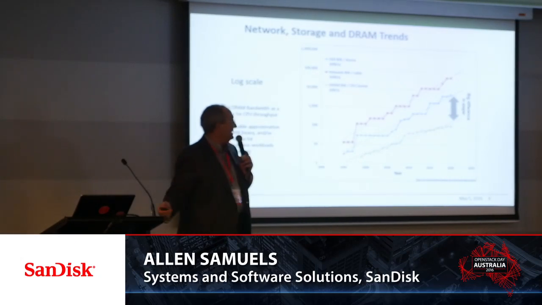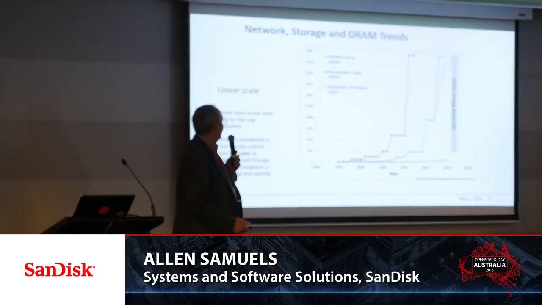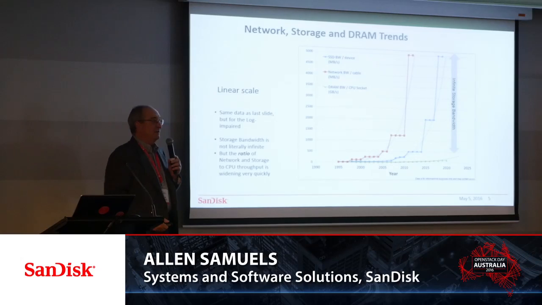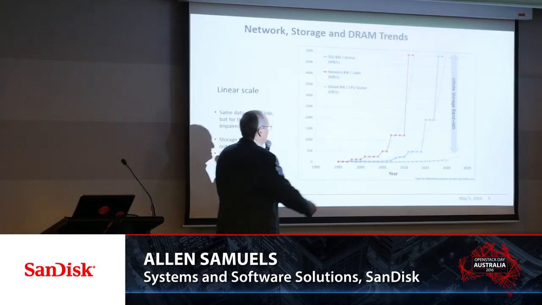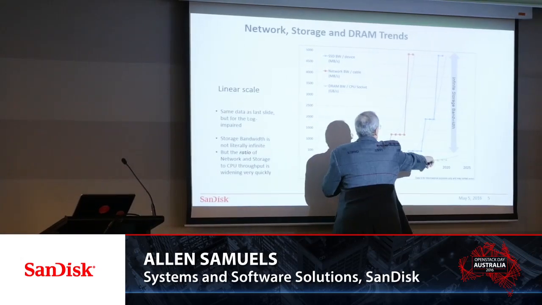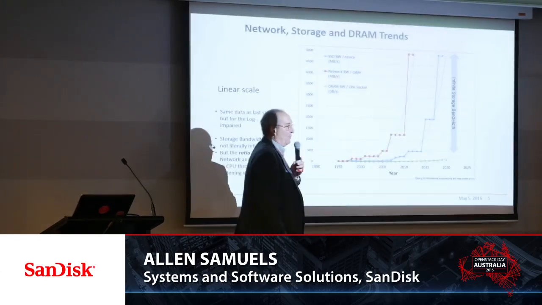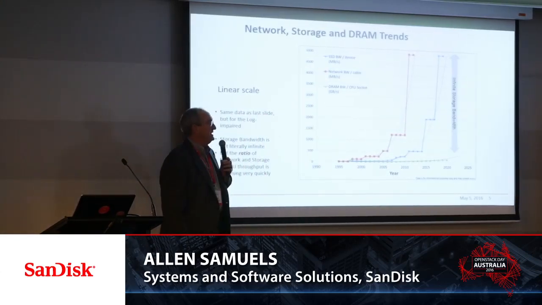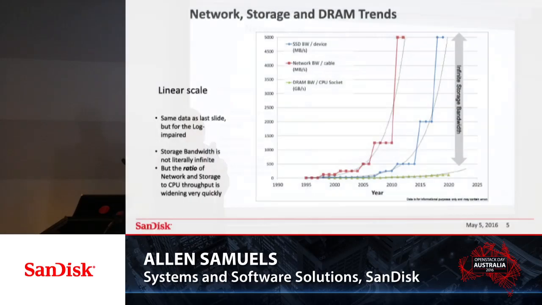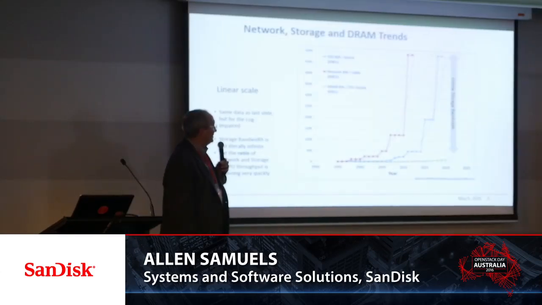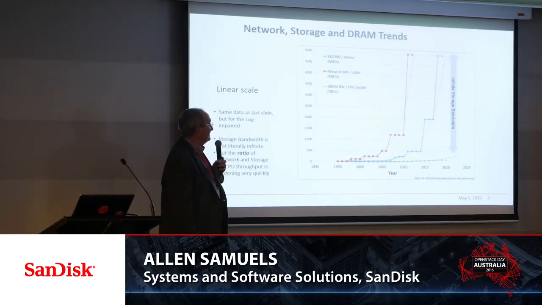So if I replot this data for the log impaired, you can see that there's a huge gap that's occurring in the rate of evolution of SSDs and network bandwidth relative to the speed that the CPU is able to provide bandwidth. And that's mostly what I'm going to talk about, is that differential. What are the consequences of that? And what I basically mean is storage bandwidth is becoming effectively infinite.